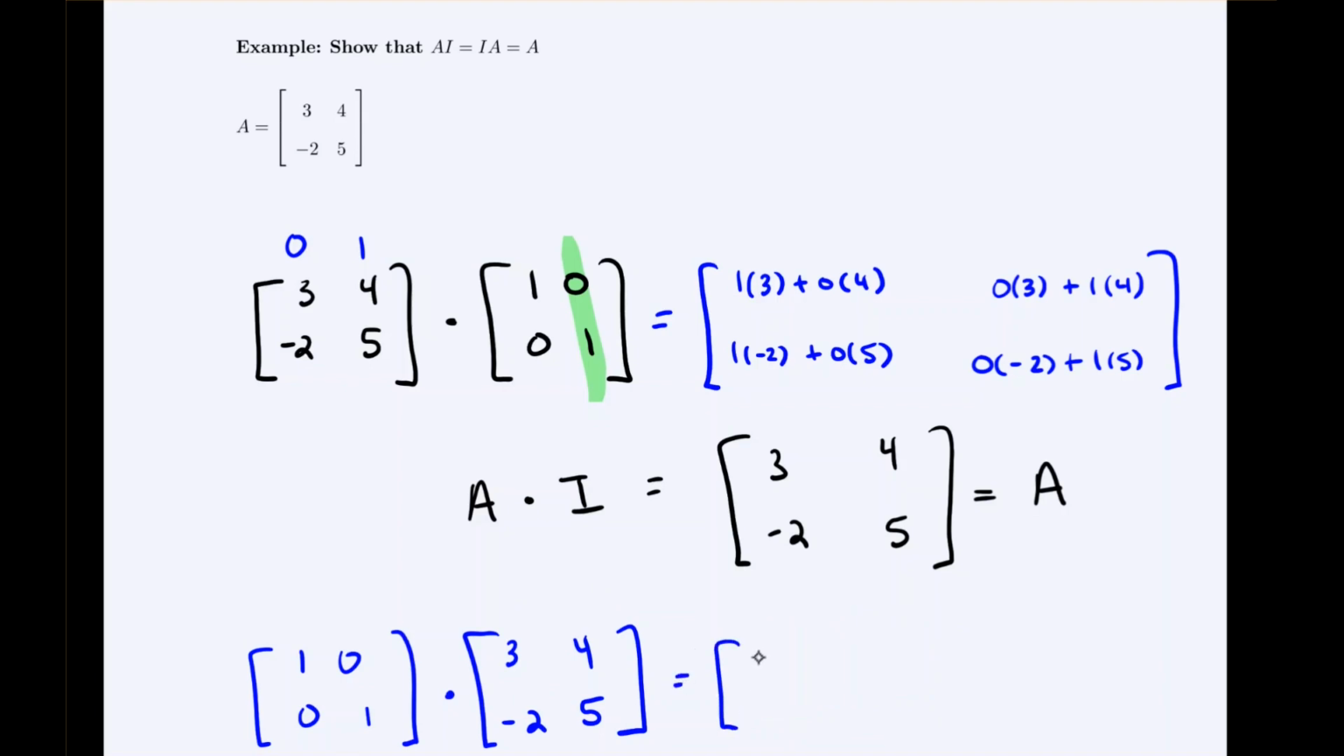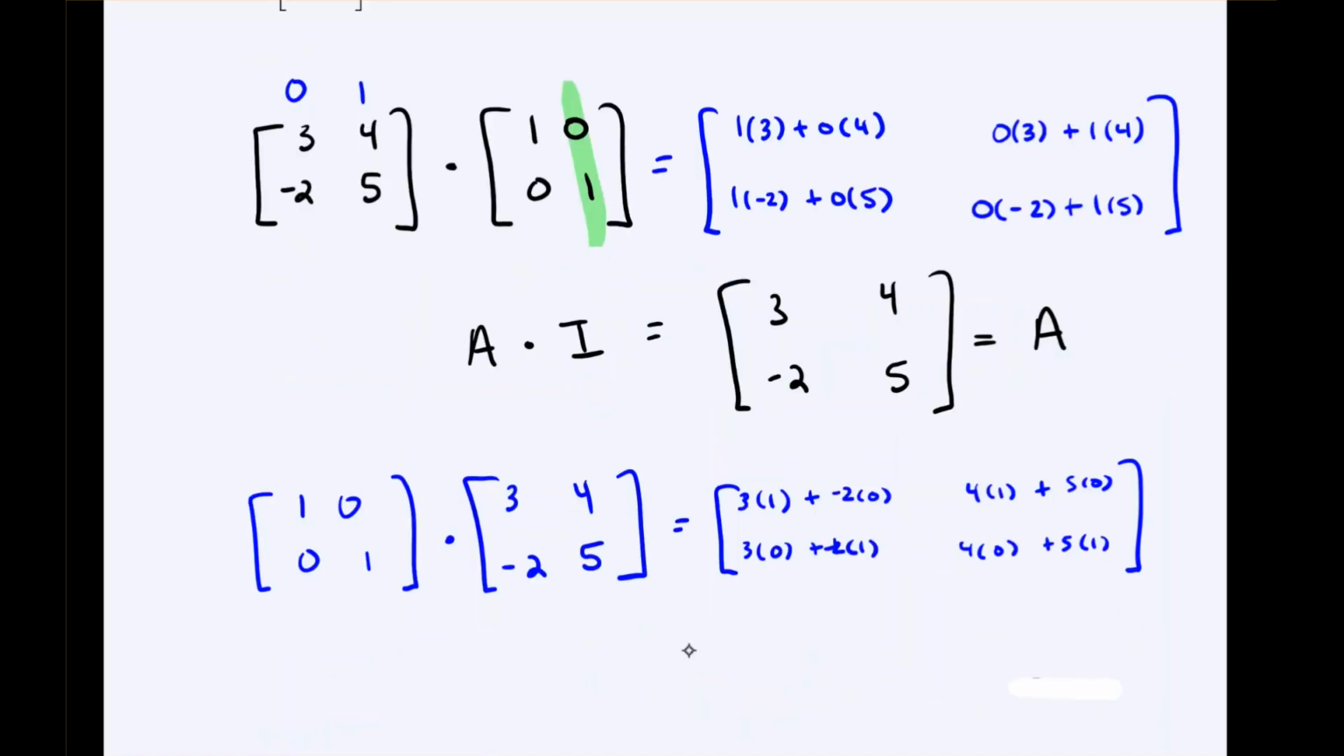After multiplying, we would get the same thing. We would get 3 times 1 plus negative 2 times 0, 3 times 0 plus 1 times negative 2, 4 times 1 plus 5 times 0, 4 times 0 plus 5 times 1, and all of that simplifies to 3, negative 2, 4, 5, which is exactly A. So remember, the identity matrix times any other square matrix is just the original matrix. It's the equivalent to multiplying 1 for matrices.